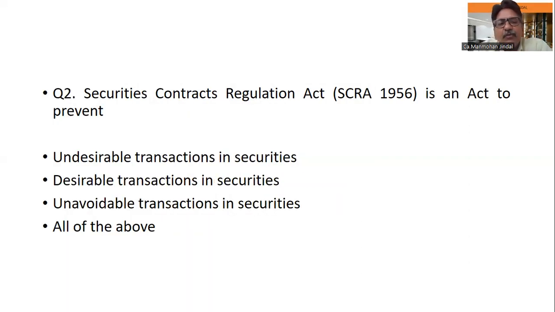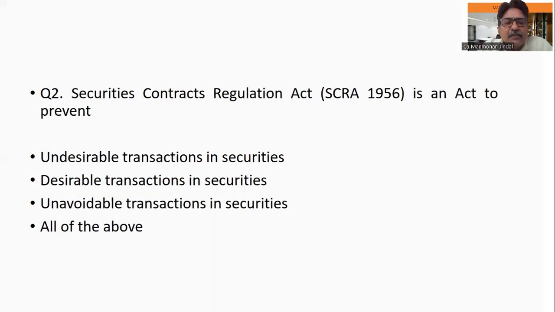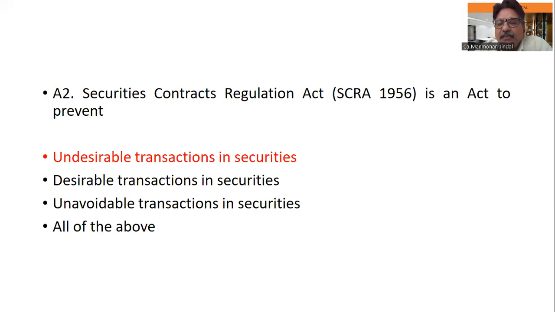Now this question can also be modified like this. The Securities Contract Regulation Act 1956 is an act to prevent undesirable transactions in securities, or desirable transactions, or unavoidable transactions, or all of them. We know that preventing desirable transactions is not the work or purpose of the law, it is only for undesirable transactions. Unavoidable transactions has no real meaning; when we read the whole book, this word is not seen anywhere. So the answer is undesirable transactions in the securities.